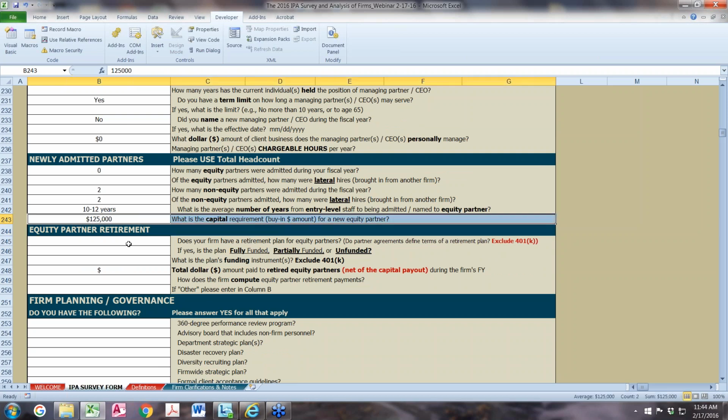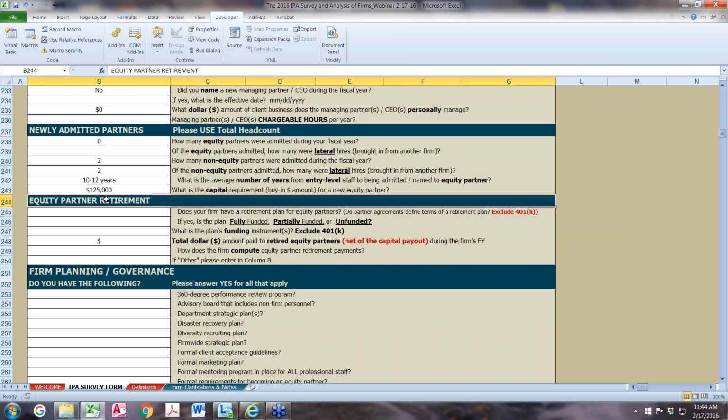Rows 244 through 250 deal with equity partner retirement and identify the specifics of a partner retirement plan. Indicate if the firm's partnership agreement defines the terms for a retirement plan for equity partners. A traditional 401k would not qualify as a partner retirement plan. If you do not have a specific retirement plan defined by the terms of your partnership agreement, indicate no on row 245.